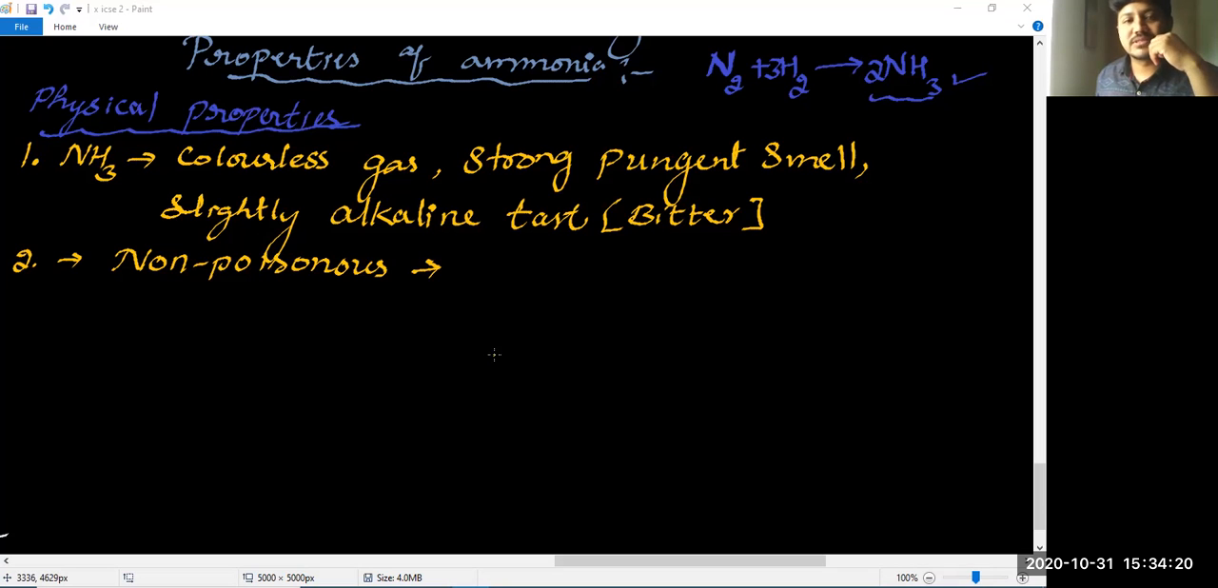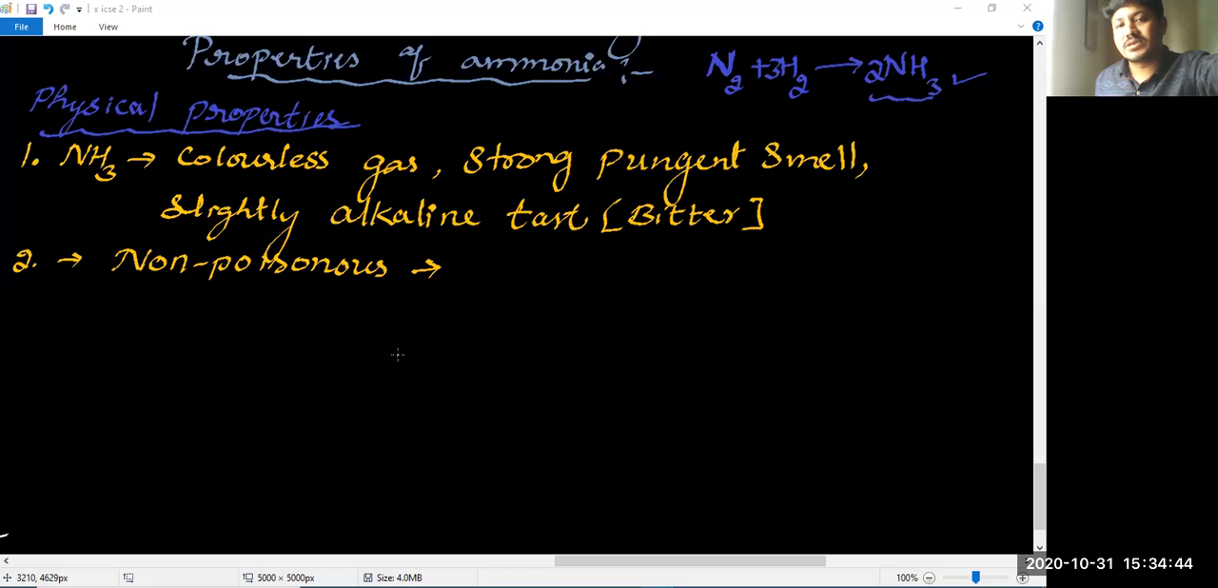So today I am going to discuss the properties of ammonia. Here you should remember the physical properties of ammonia. In previous chapters, you may have learned how ammonia is made on a large scale in industries with the help of Haber's process. Haber's process is used to prepare ammonia by using pure nitrogen and hydrogen gases.